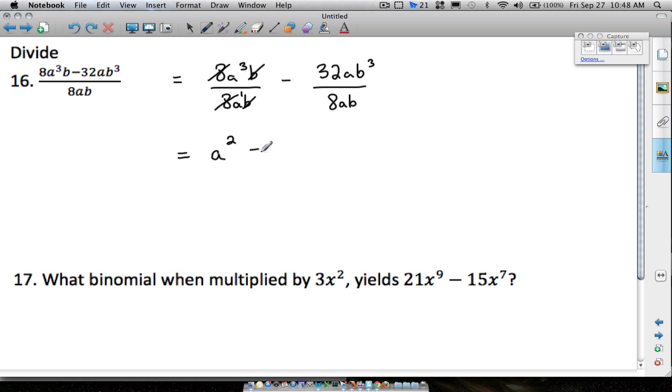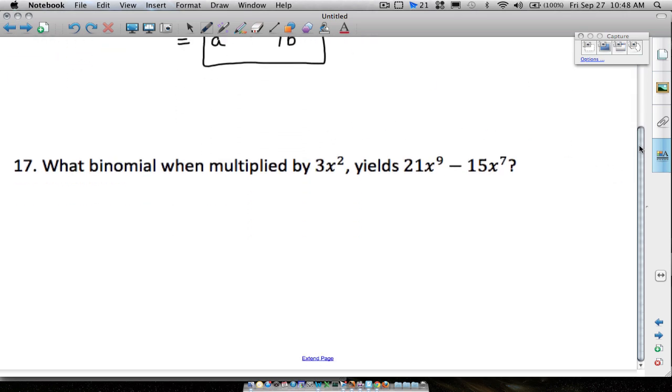Bring down your minus. 32ab cubed over 8ab. 32 divided by 8 is 4. The a's cancel out completely. And then, similar to the a's back over here, these b's, there's more b's at the top than there are at the bottom. When we subtract the exponents, we get b squared. 3 minus 1 gives us that 2. And that's our final answer for that problem.